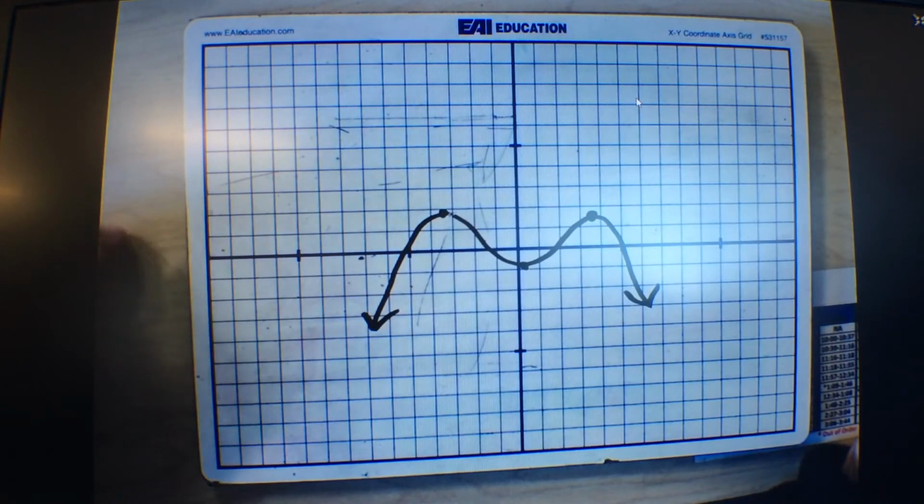Harper, are you okay? Yep. Okay. What I want you to do is write the end behavior then of those.